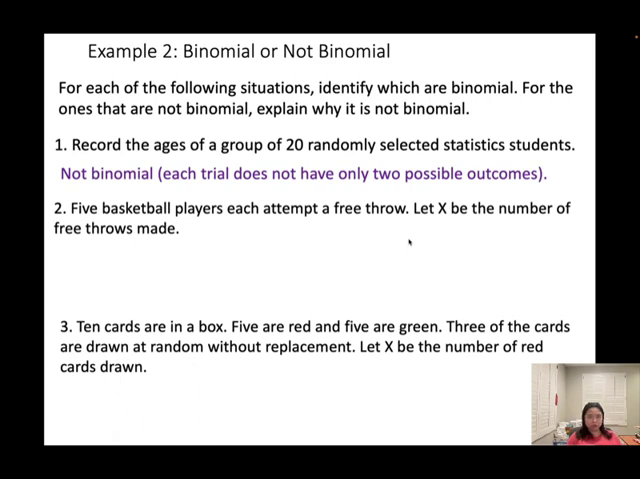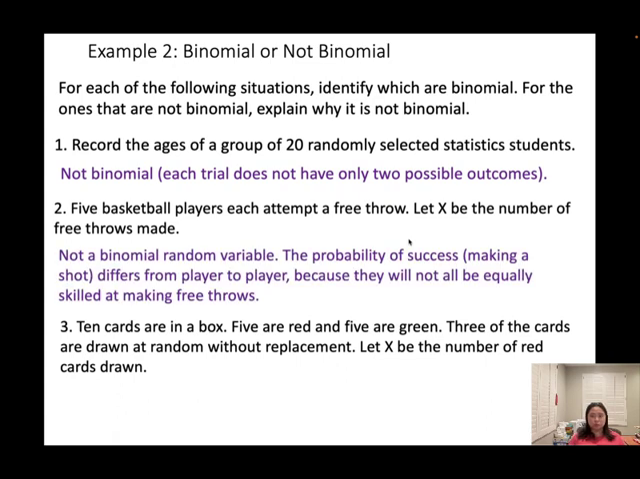Number 2, 5 basketball players each attempt a free throw. Let X be the number of the free throws made. Think about it. These 5 basketball players, do they have the same skills? Means they do have the same percentage to get the free throw? No, right? Because making a shot is different from player to player. They don't have the same percentage to get the free throw. So this is not the binomial.